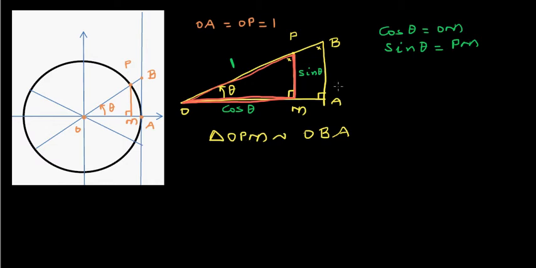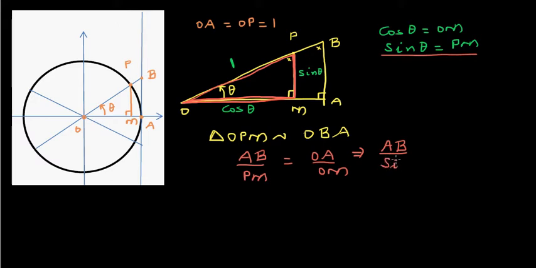So let's start with AB. The side corresponding to AB is PM. AB over PM, these are corresponding sides, is equal to OA over the side corresponding to OA, which is OM. I hope you understand. When two triangles are similar, the sides are proportional. So what is AB? We don't know AB. AB over PM, and PM is sine theta, is equal to OA, which is 1, over cos theta.